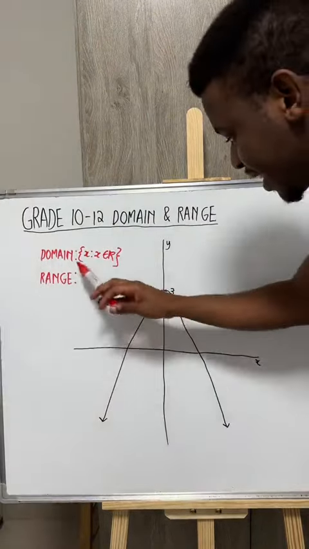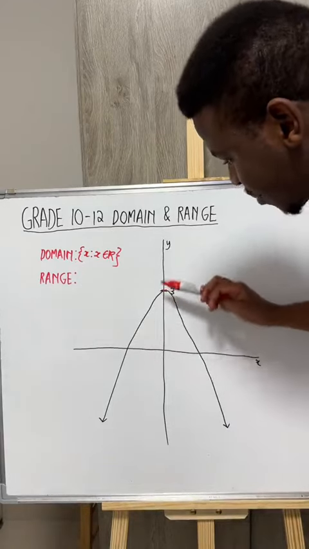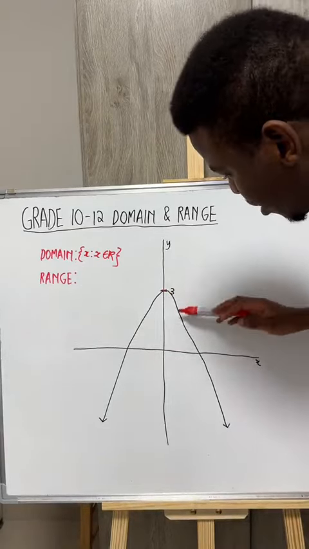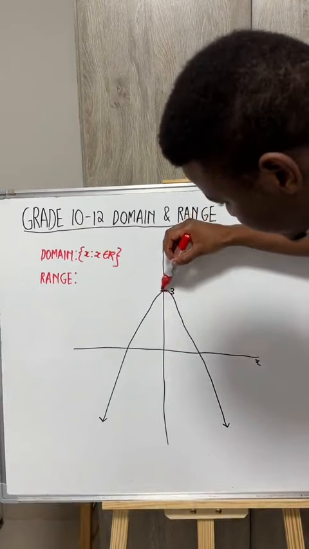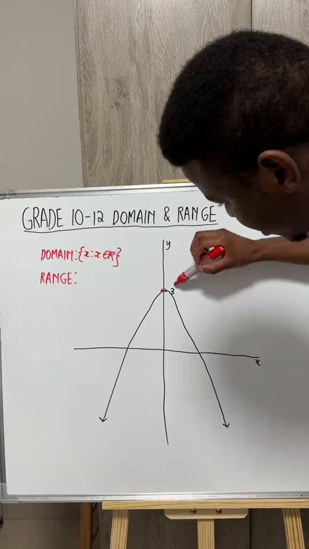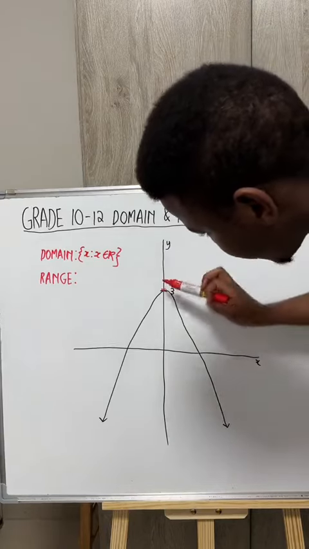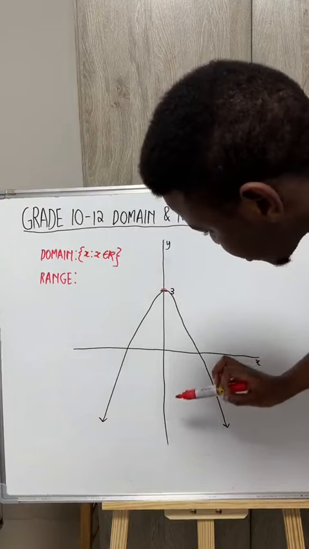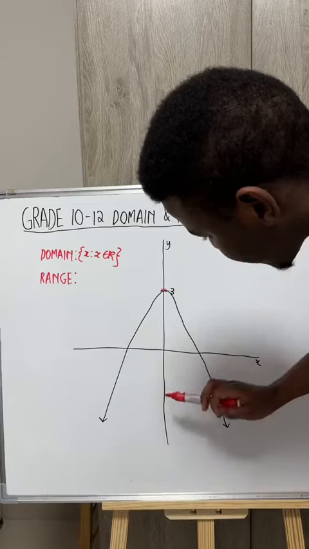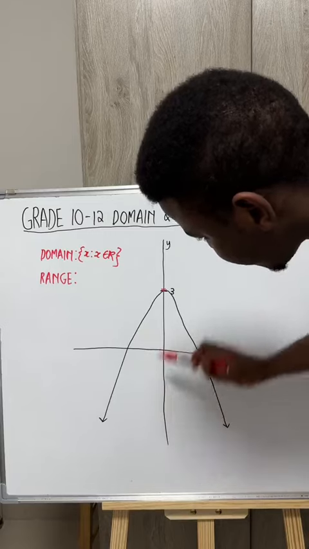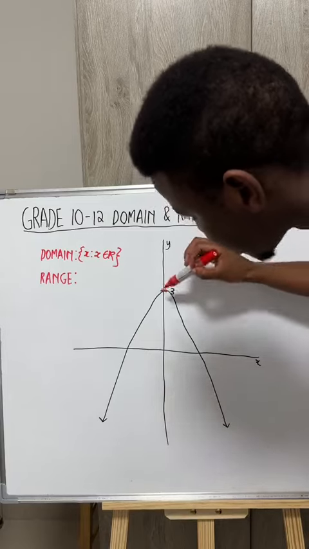When looking at the range, you do the same thing but for the y values. When looking at our graph, we can see that it has a maximum y value of positive 3. So our y values are defined from 3 going down. So the range of our graph are all the values starting from negative infinity all the way to positive 3.